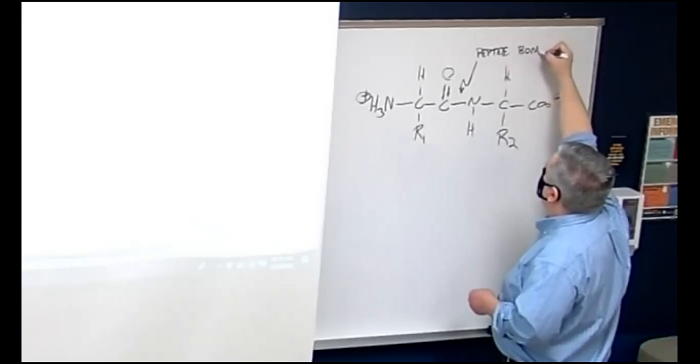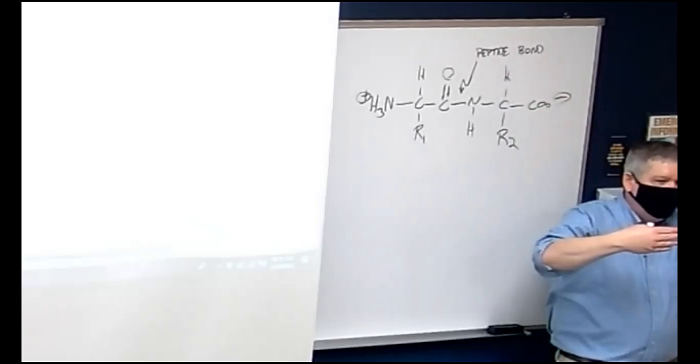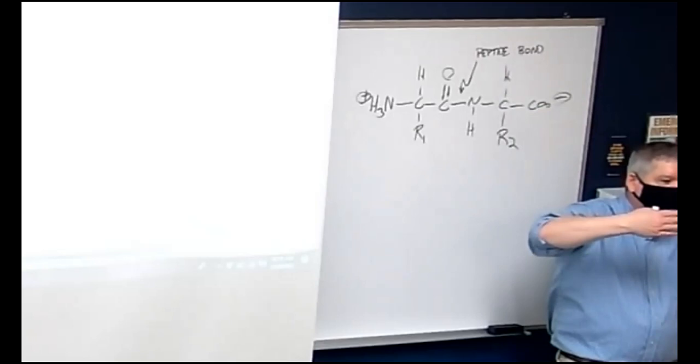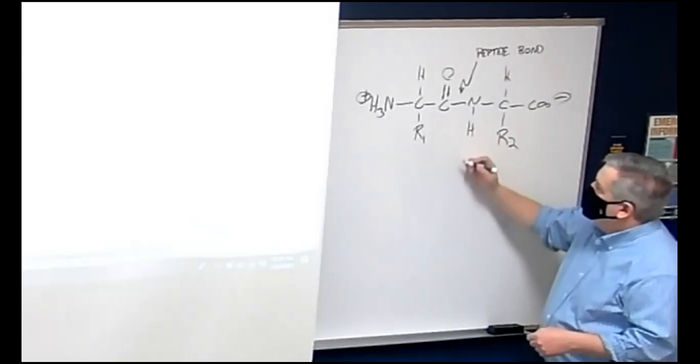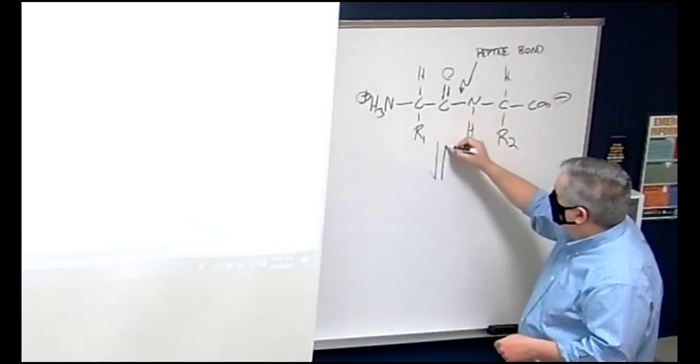A peptide bond is actually rigid and planar because of a partial double bond nature. So we're going to get no rotation around that. The reason this is a partial double bond is that it is in a resonance structure with this.